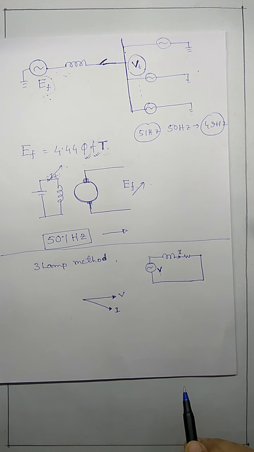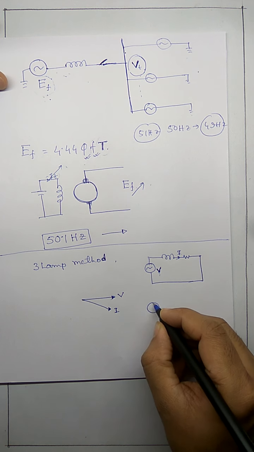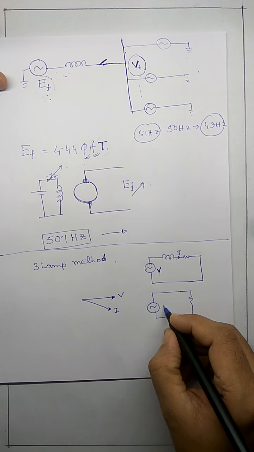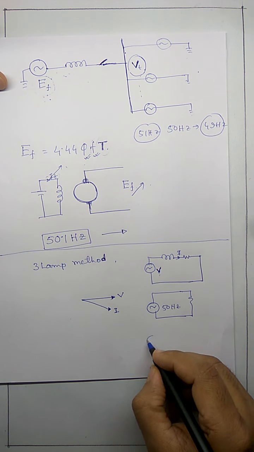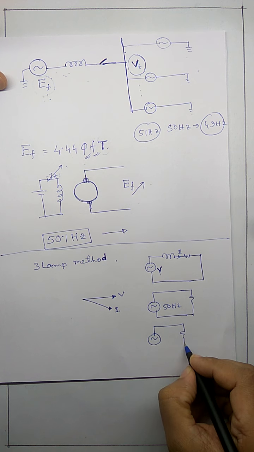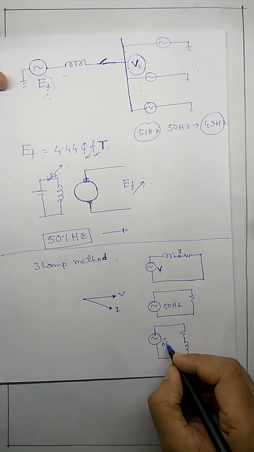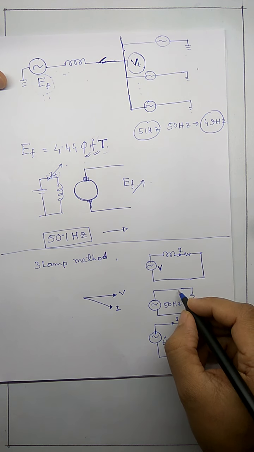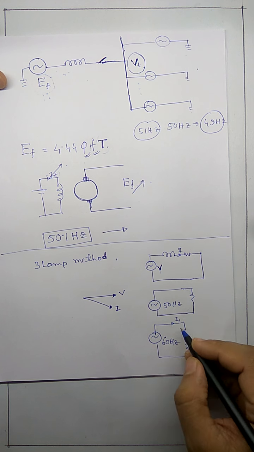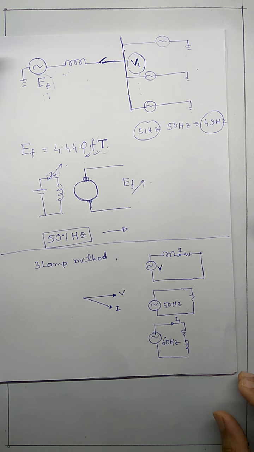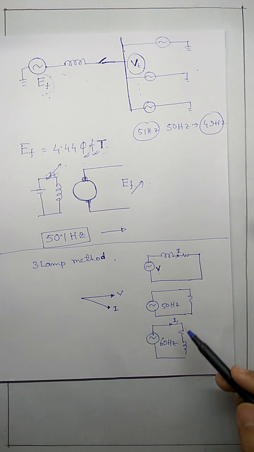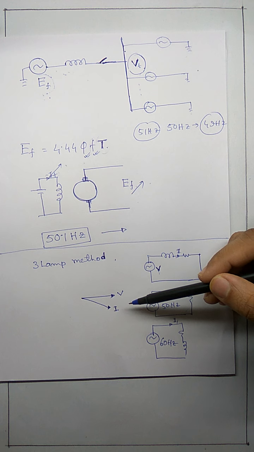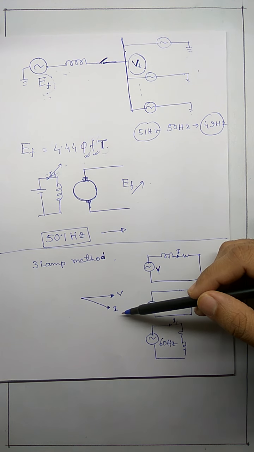But say I have two voltage sources. This is at 50 Hertz, and I have another voltage source. This is at 60 Hertz. I cannot draw a phasor diagram between the voltage and current of this circuit and the voltage and current of this circuit, the reason being that they are not at the same frequency. So a phasor diagram essentially means that they are at the same frequency.